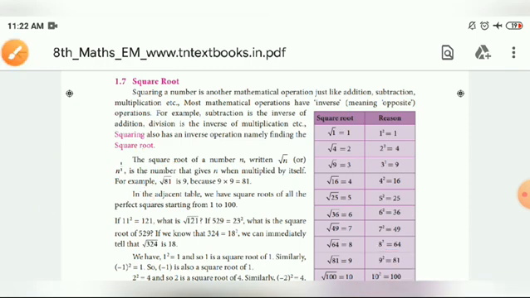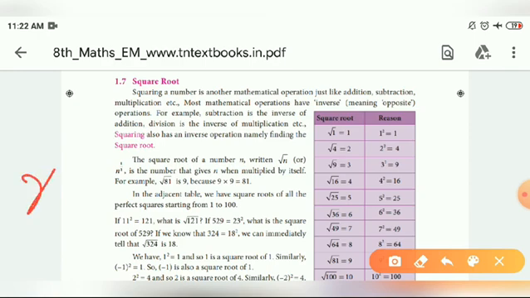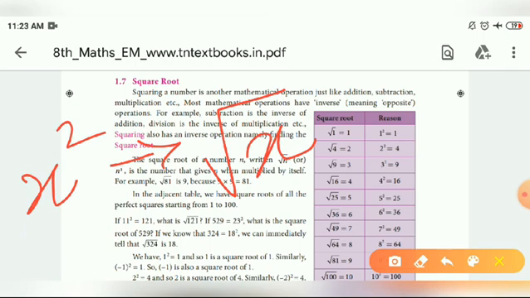In the same way, squaring a number is an operation. If x is an unknown number and you find the square value of x, it is x square. So x square is squaring a number. The inverse operation of x square is the square root of the number. That is the square root. It is just an inverse, reverse operation.